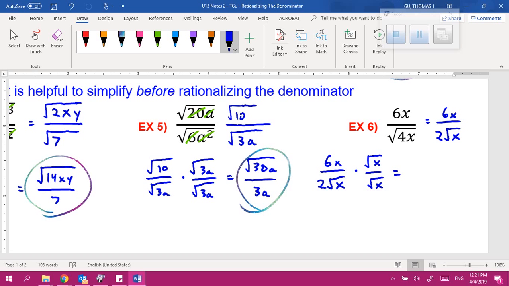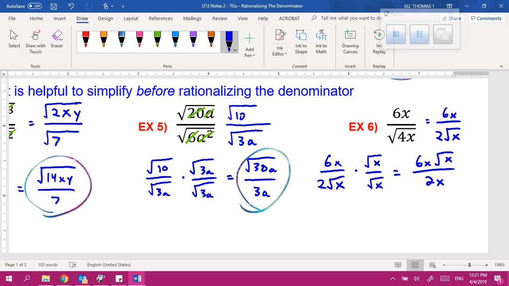And so when I multiply by square root of x, what is on top? Right, 6x square root of x. Once again, we can't combine them because 6x is not in a radical. What's going to be on the bottom? 2x, right? The 2 was already there, and the x, now we get rid of the square root sign. And so there it is, 6x times square root of x over 2x.